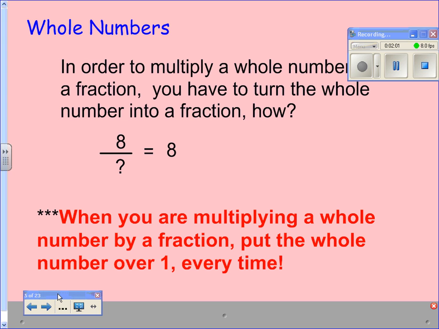Alright, another thing I want to talk about is whole numbers. In order to multiply a whole number by a fraction, you have to turn the whole number into a fraction. How do we do that? Well, remember that a fraction is just a division problem. And so we have to find a number that we can put here instead of this question mark that will not change the value of the number 8, which means we have to find a number that can go right here that gives the answer of 8. And the only number that you can put there is 1. So whenever you are multiplying a whole number by a fraction, put the whole number over 1 every time. That whole number just becomes 8 over 1 instead of just 8.